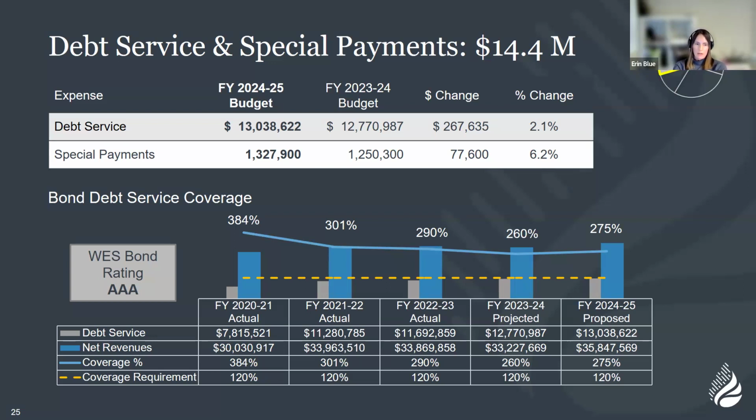We maintain a AAA rating, which is the highest bond rating that S&P Global Ratings gives out, and a testament to a strong financial position and good financial management. We're currently projecting a bond debt service coverage ratio of about 275%. The difference between actual debt service coverage and the required coverage of 120% represents our capacity to issue new debt. And so we have a fair amount of capacity currently. The category special payments covers right-of-way fees as well as Good Neighbor Fund contributions.